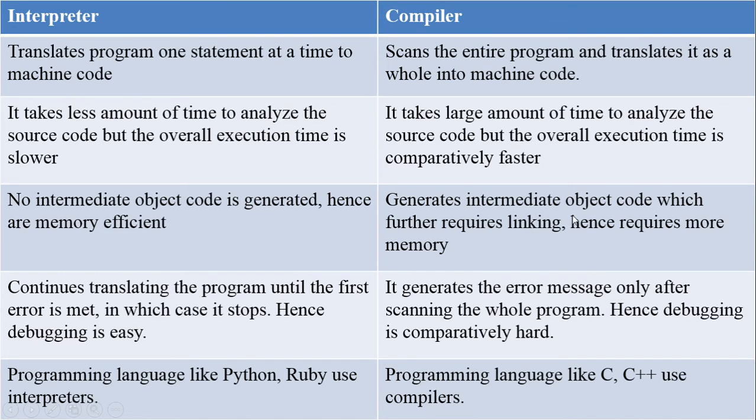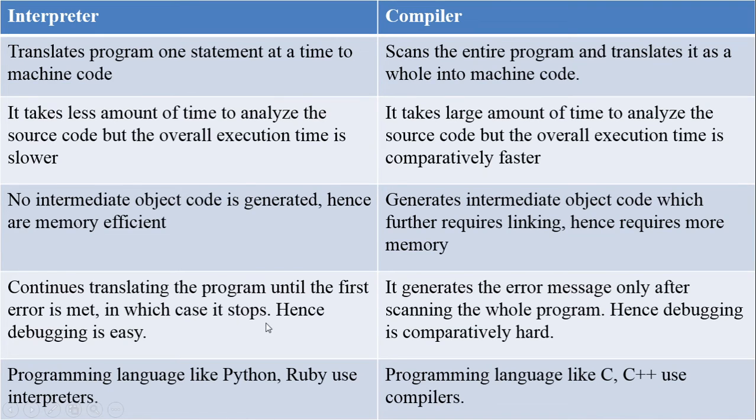But the compiler generates intermediate object code, which further requires linking, hence requires more memory. It converts into intermediate object code, then after converting, it performs certain linking activity with library functions and starts the execution. After generating the object code, we need to store it somewhere, so it requires more memory. But the interpreter does not generate any intermediate object code, so we need no more memory to store it.